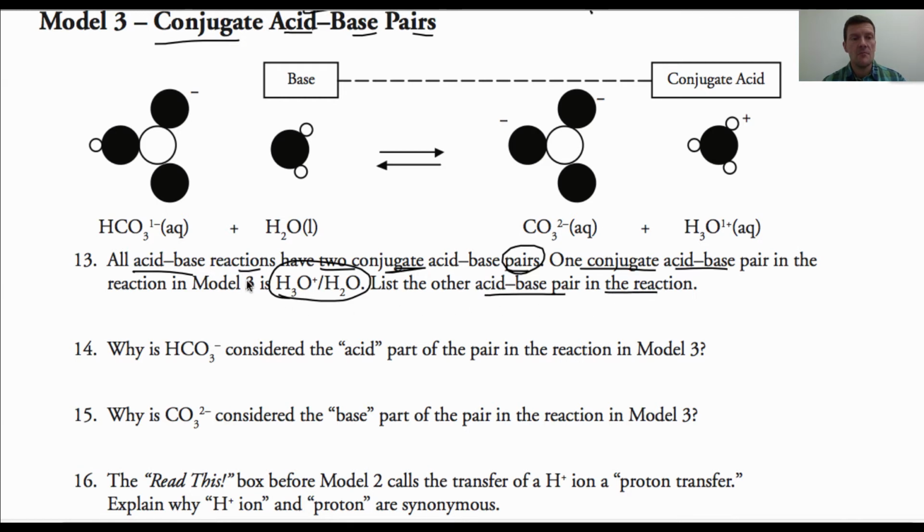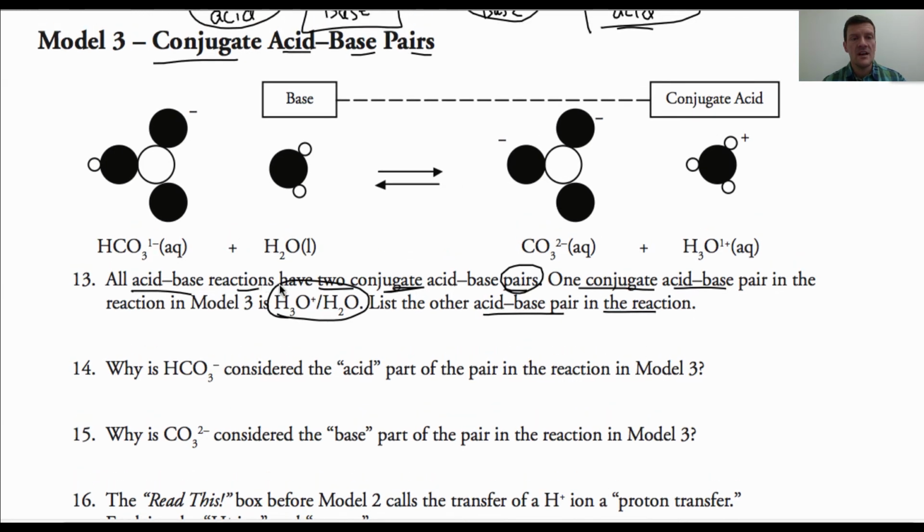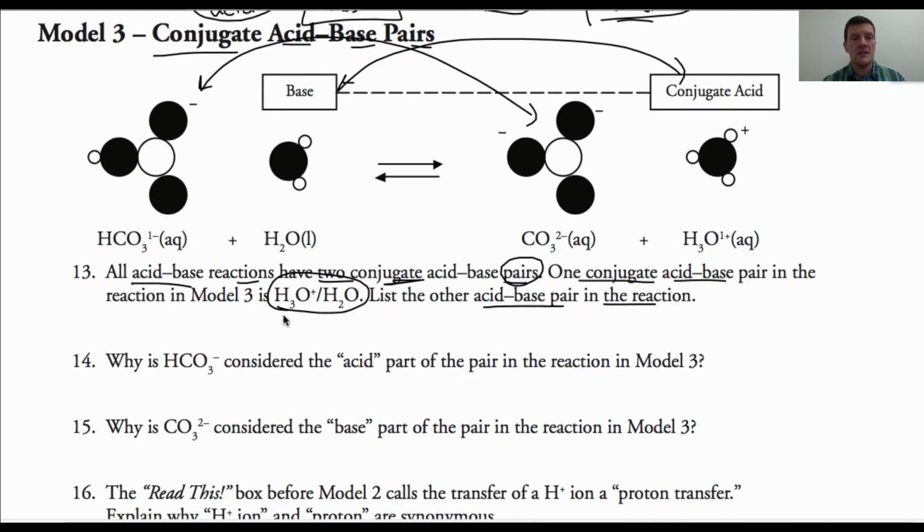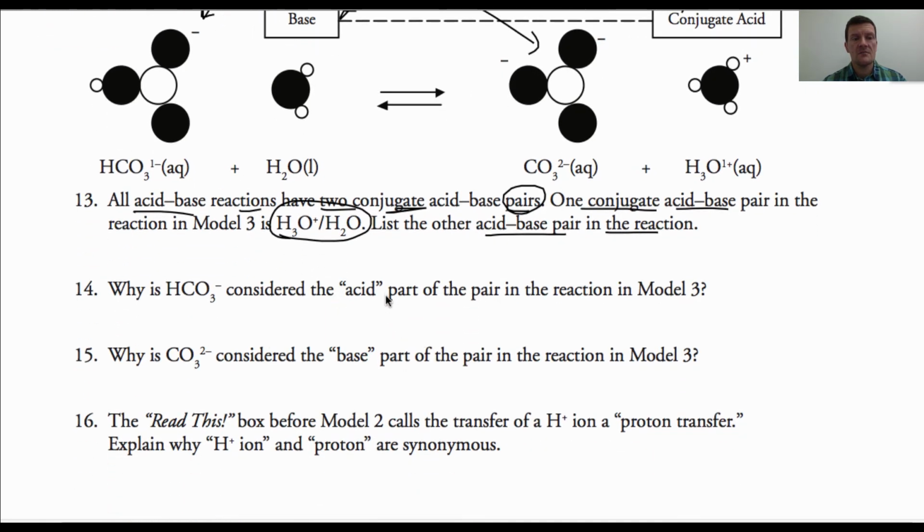So we're looking at Model 3. One combination is the hydronium. This is one pair here. The other pair then would be the CO3 2 negative and the HCO3 negative. Okay?